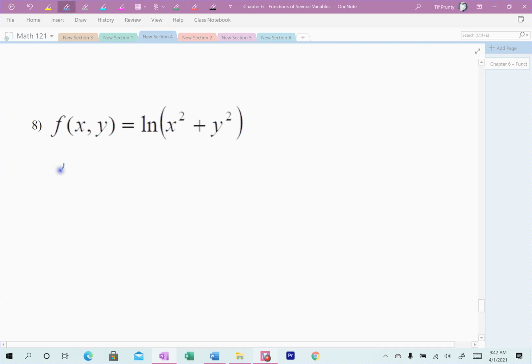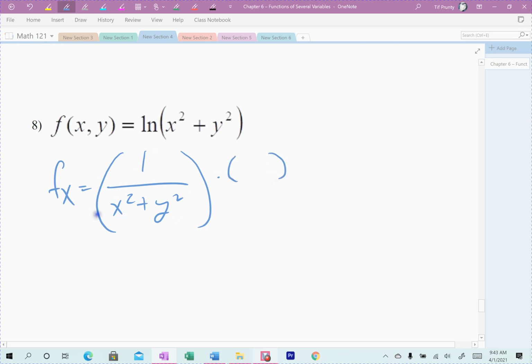Alright, so first the derivative with respect to x. The outside function is the natural log. The derivative of the natural log is 1 over whatever's inside, that's 1 over x squared plus y squared, times the derivative of what's inside. Now it matters which variable I'm looking at. I'm looking at the x variable, so there's only one x term inside, the x squared. That's what's changing. Y squared doesn't change, so it zeroes out. And so it's going to be times 2x if I write it as a single fraction.